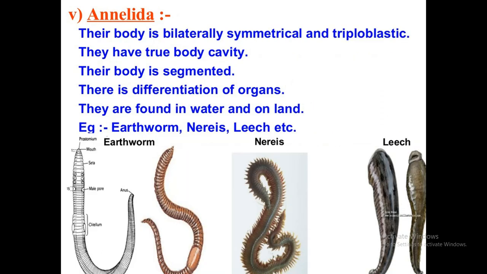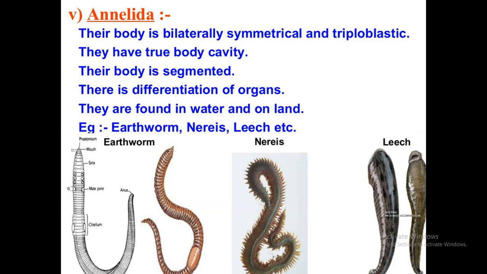Then come the annelids. The annelida body is bilaterally symmetrical and again triploblastic, the same feature, but here the difference is they have a true body cavity, because a true body cavity means the coelom is developing from the middle layer, that is the mesoderm. In the previous cases we saw that there was no true body cavity. Now the very different thing in annelida is body segmentation. From here the segmentation starts.